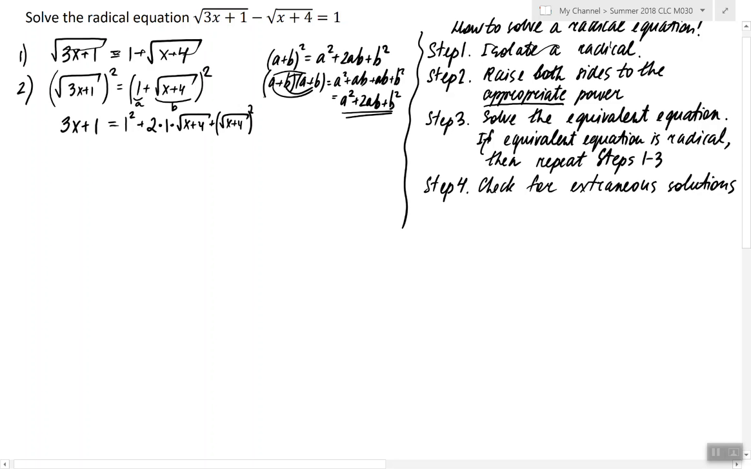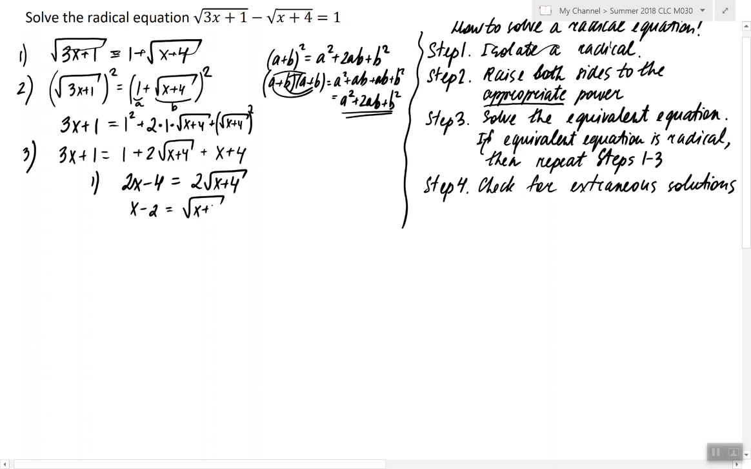Alright, so next we simplify. And here we notice that the equivalent equation that we obtained from the original equation is also radical. So to solve it, we have to repeat the first 2 steps, meaning we have to isolate the radical again. So that means we have to subtract x from both sides, 1 and 4. So we obtain this. We can also divide both sides by 2. So that would be the end of step 1.